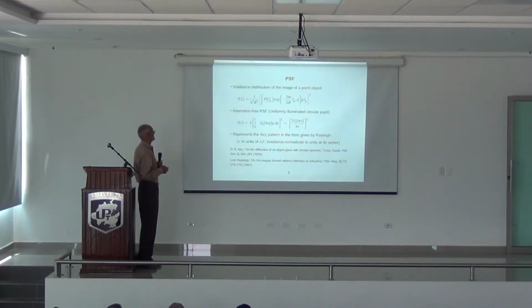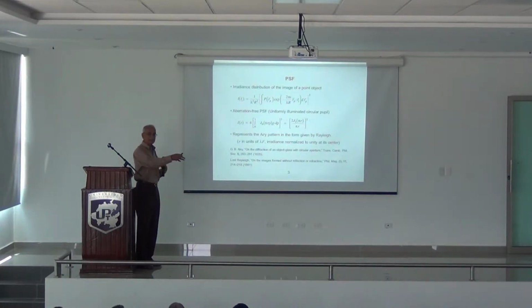So anyway, irradiance distribution of the image of a point object. Let's assume we have a perfect system, aberration-free. We have a point object, and we look at its image. The image light distribution is given by this formula. P is the pupil function. It represents the complex amplitude at the pupil. Lambda is the wavelength of light.